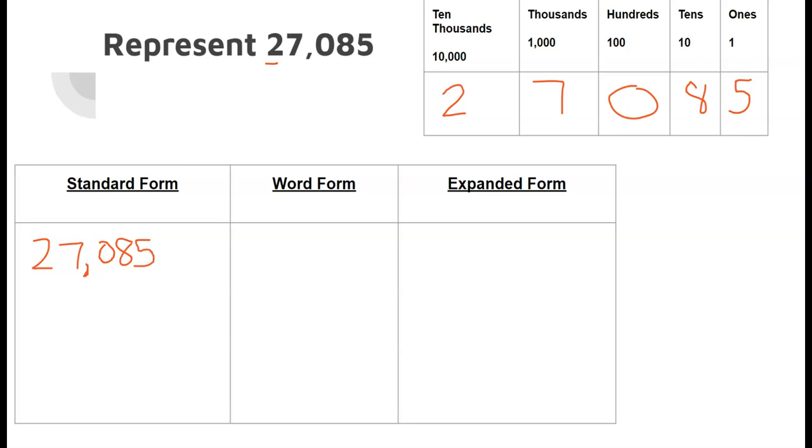This is standard form. Now in word form, I would just type everything out. So we would just write 27,085 in words instead of numbers this time.